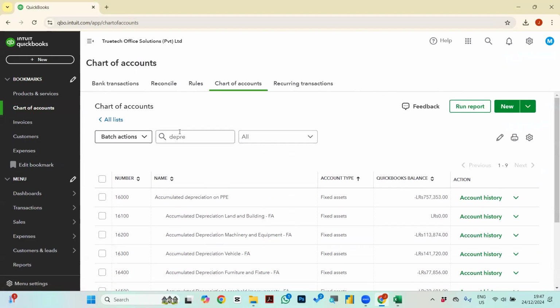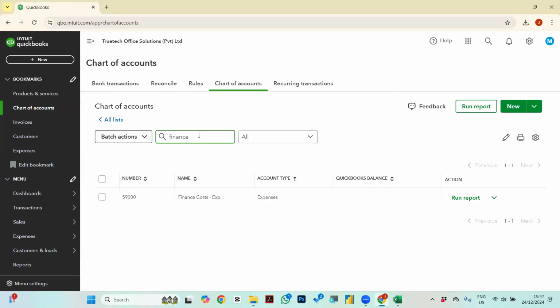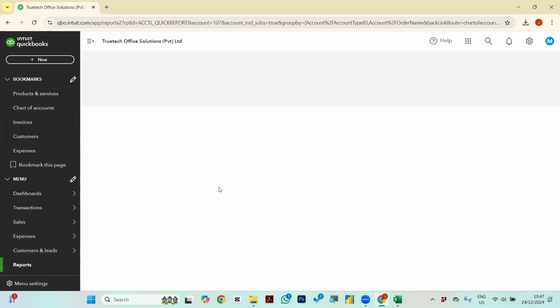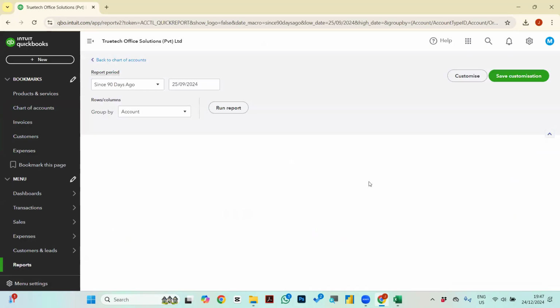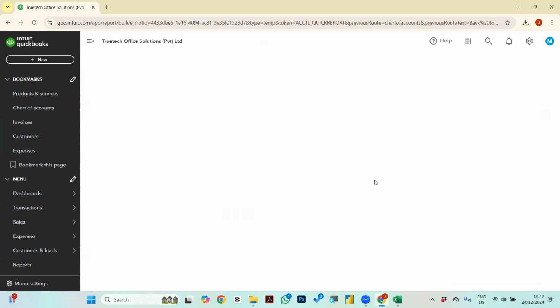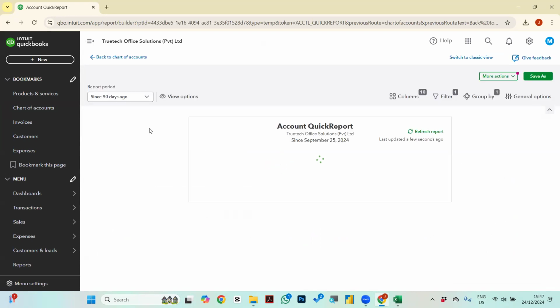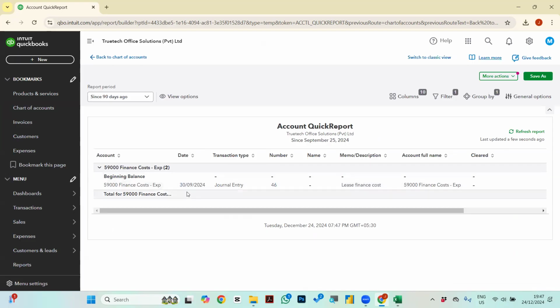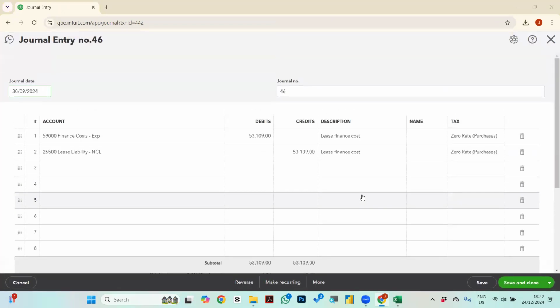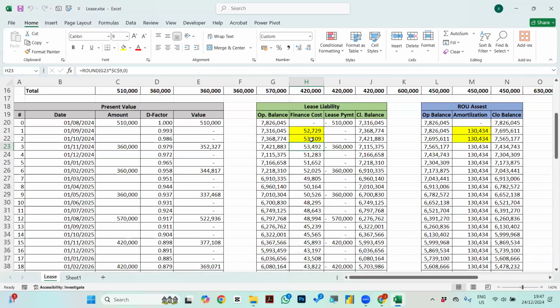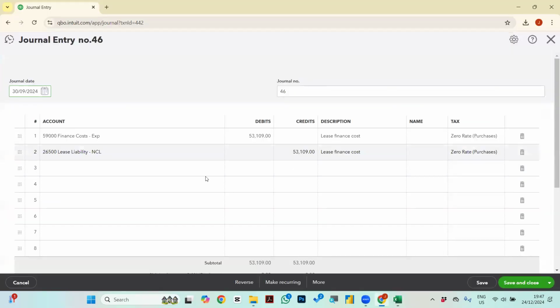So I'm going to go to finance cost, or I can also check. Yeah, finance cost you can also check. It's going to be a little slow as usual. Yeah, on 30th September, we recorded a finance cost of 53,109. We have recorded this value. I'm going to record this value now for the month of October.